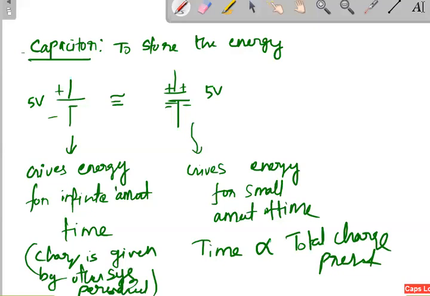A capacitor can also store charge. In return, it can give you charge or voltage, but only for a finite amount of time. How much time it will give the energy depends on how much charge is stored. How much charge is stored depends on the capacitor value. What is the capacitor value?